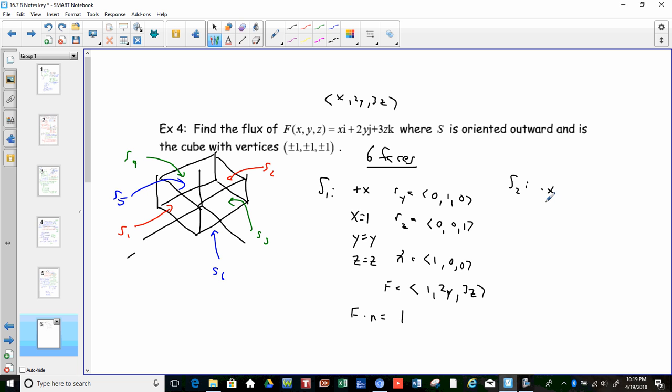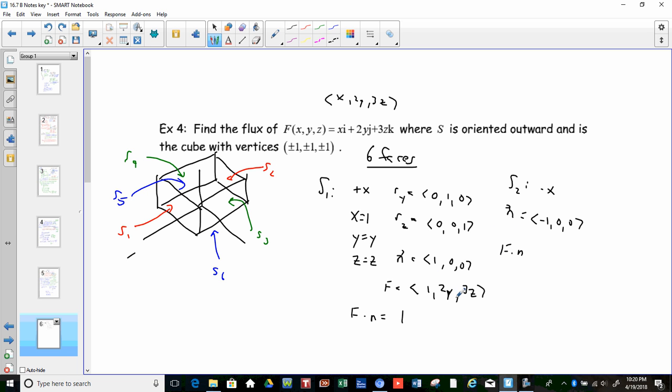Again, we're going to go with the trivial parameterization. We don't really need to write this stuff down. The only thing that's going to change is that x is negative 1. Y is still y, z is still z. So when you get your normal vector, if we flip these two things around, because they're going to be exactly the same, ry and rz, our normal vector is now going to be negative 1, 0, 0, which is what we want. We want the normal vector to be pushing out in the negative x direction. And then we'll do f dot n.